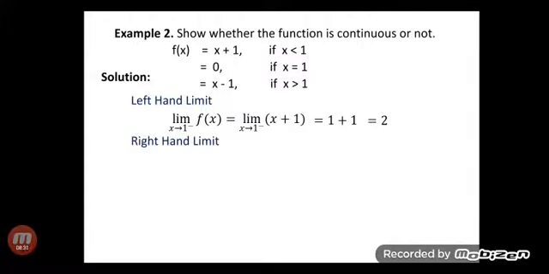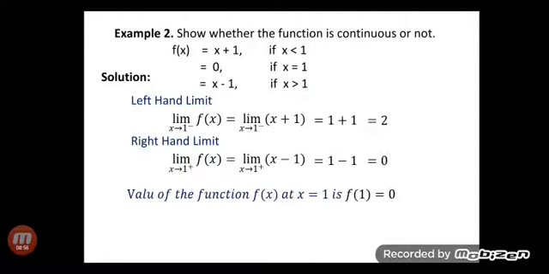The right hand limit, which is determined by this portion of the function, that is f(x) equal to x minus 1 if x is greater than 1. Here the limit of f(x) when x tends to 1 from the positive side is equal to the limit of x minus 1 when x tends to 1 from the positive side, which is 1 minus 1 equal to 0.